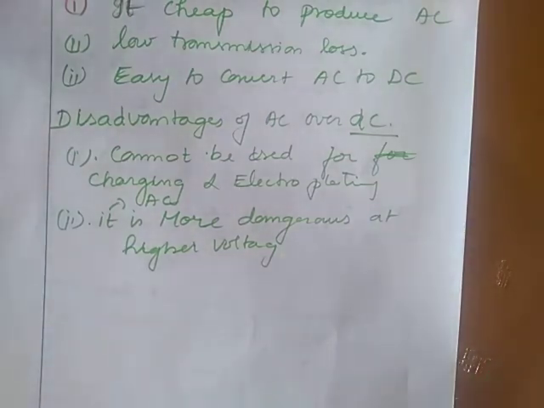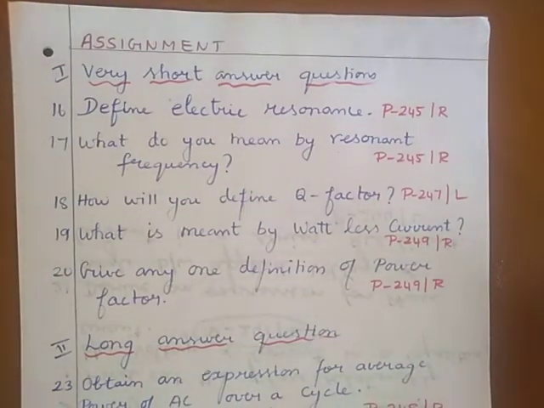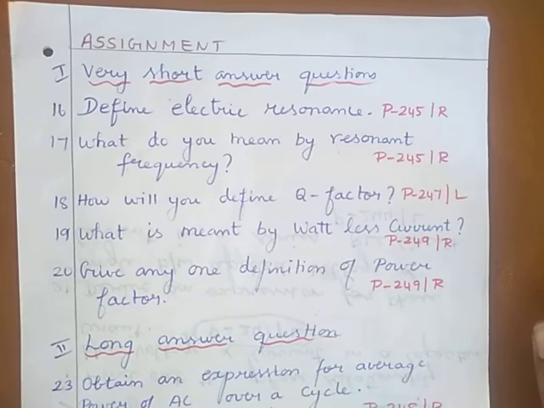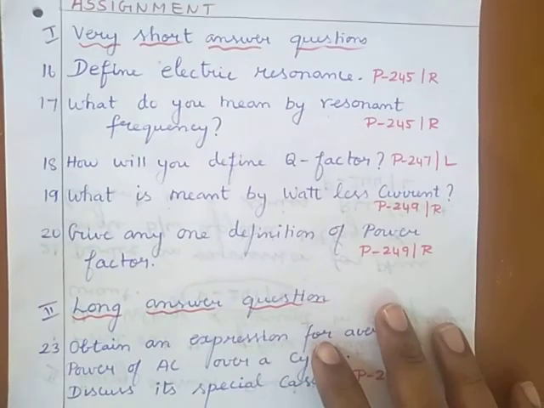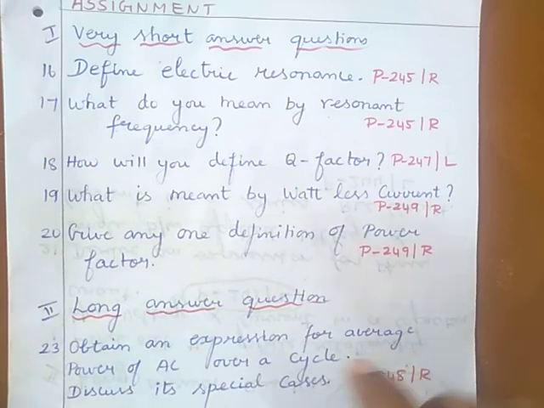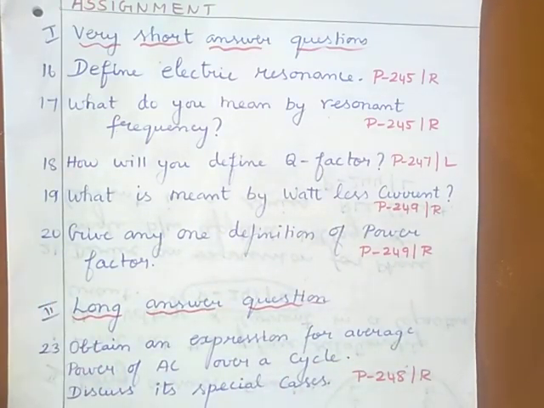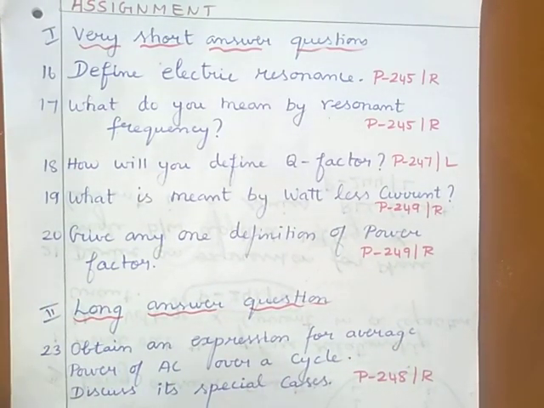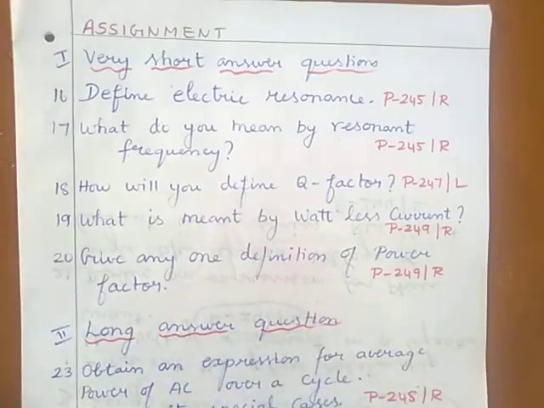In today's class we learnt about resonance in series RLC circuit, then Q factor or quality factor, the next wattless current and average power. Here is today's assignment. I gave 5 very short answer questions and 1 long answer question. You have to read and write in your fair note. Thank you.